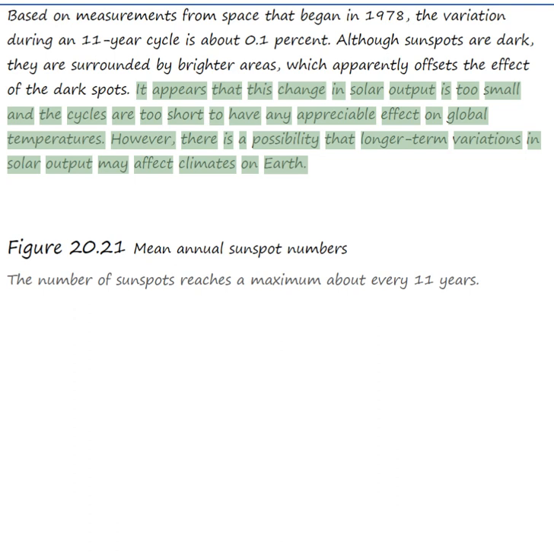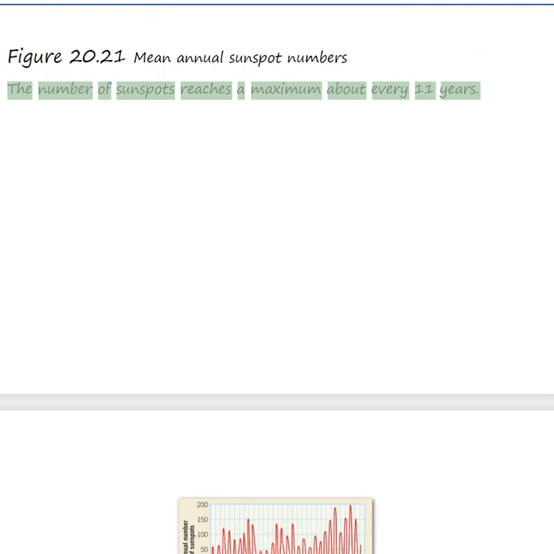However, there is a possibility that longer-term variations in solar output may affect climates on Earth. The number of sunspots reaches a maximum about every 11 years.